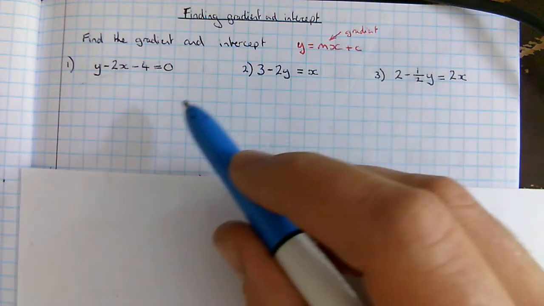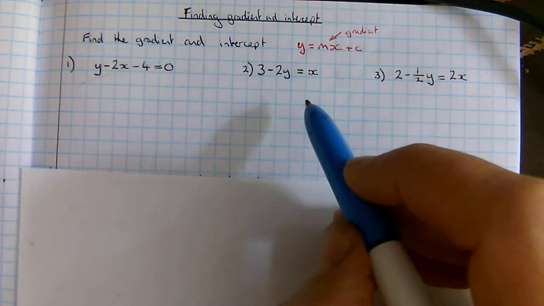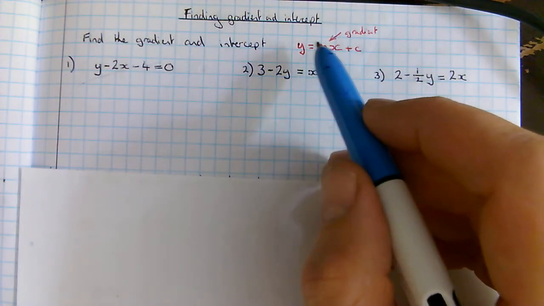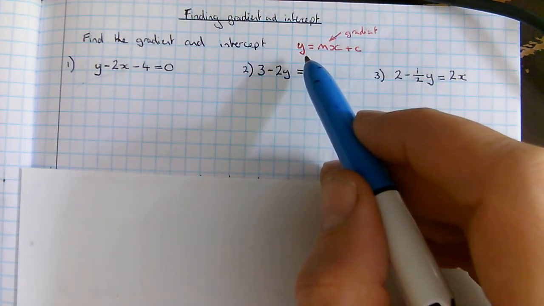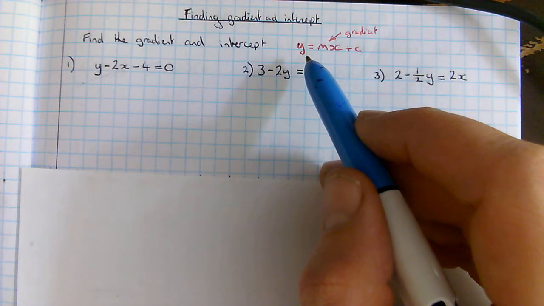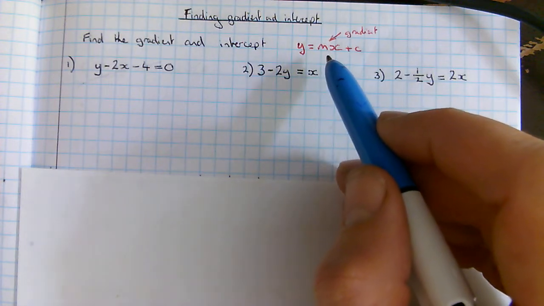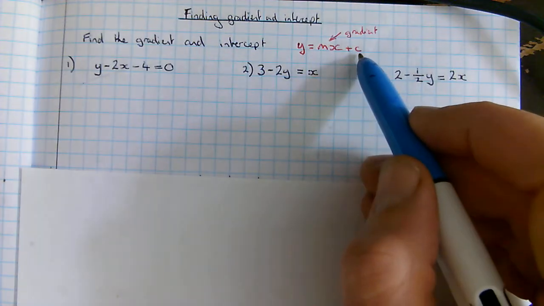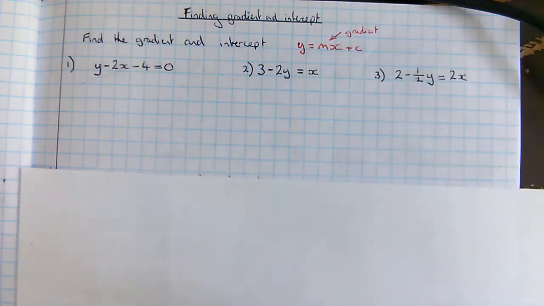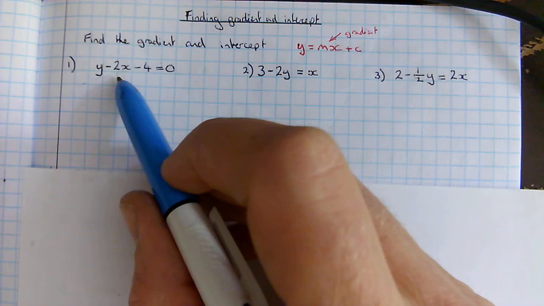Now the difficulty we've got here is that in these examples it's not in the right form. So what we need to do is turn it into a form where y is on its own on one side of the equal sign, and on the other side you've got some number times x and a number on its own, a constant number. Okay, so let's have a look at this first one here.